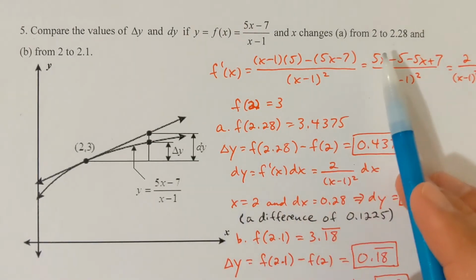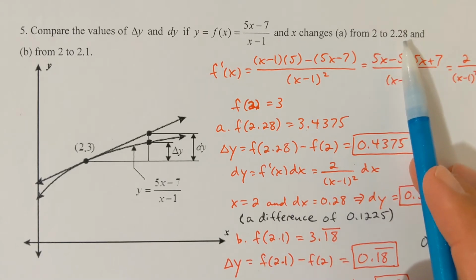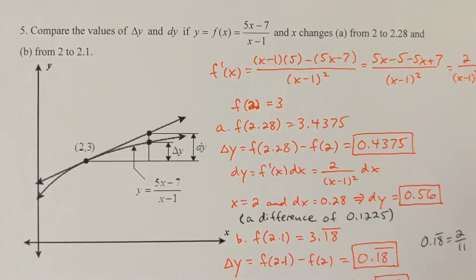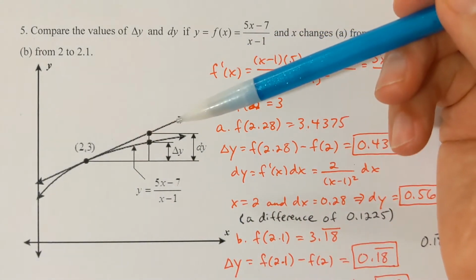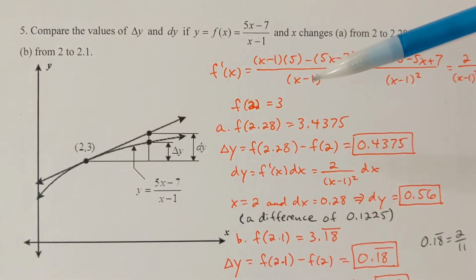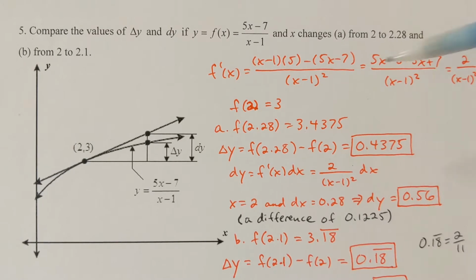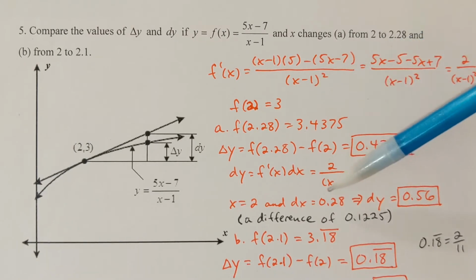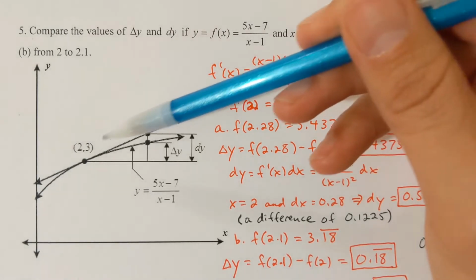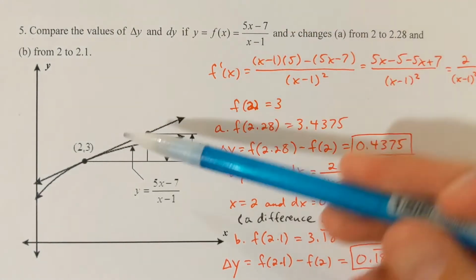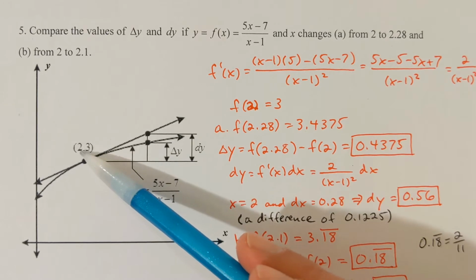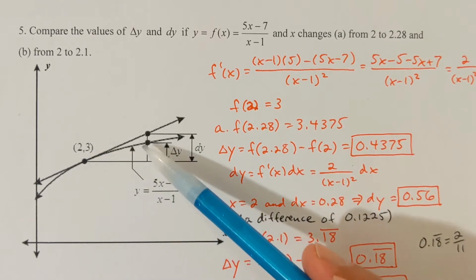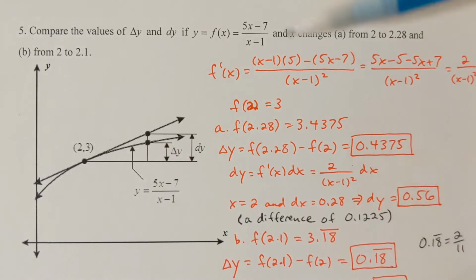Now, 2 and 2.28 are very close to each other, right? Same thing with 2 and 2.1. So in part A, my dx value would be 0.28. Okay, now notice that again, if I'm a small increment away from this x value, okay, x is 2 for this problem, the gap between the curve and the tangent line is going to be very small.